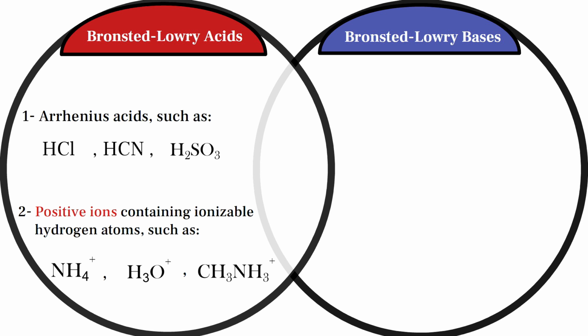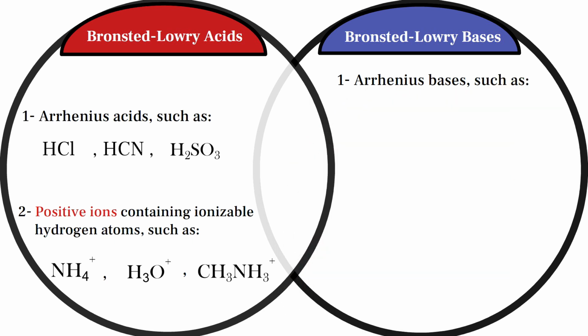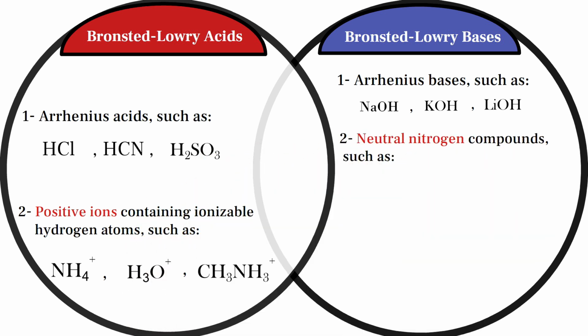While the Bronsted-Lowry bases, first, the Arrhenius bases, who stipulated that the base should contain an ionizable hydroxide group in its composition, such as sodium hydroxide, potassium hydroxide, and lithium hydroxide. Second, neutral nitrogen compounds are Bronsted-Lowry bases, such as NH3, N2H4, and CH3NH2.